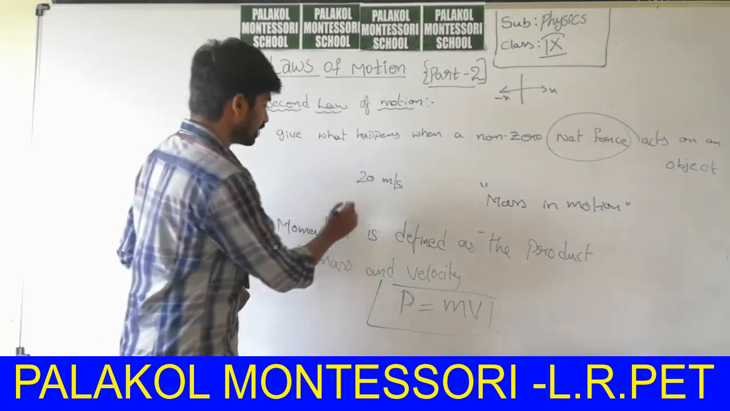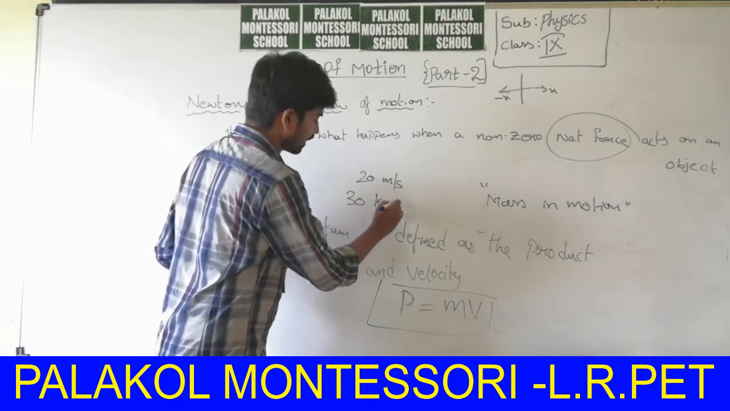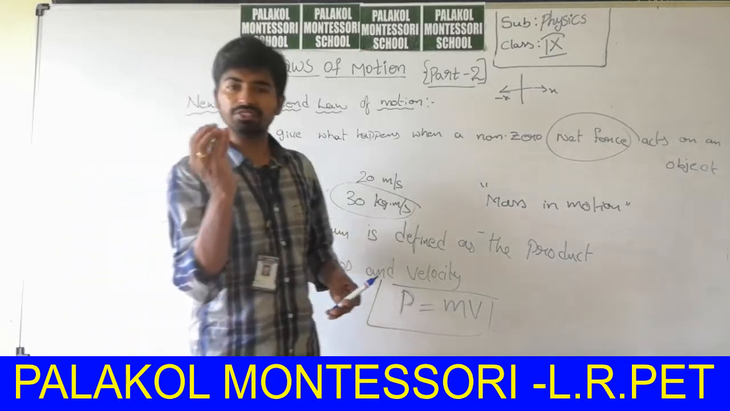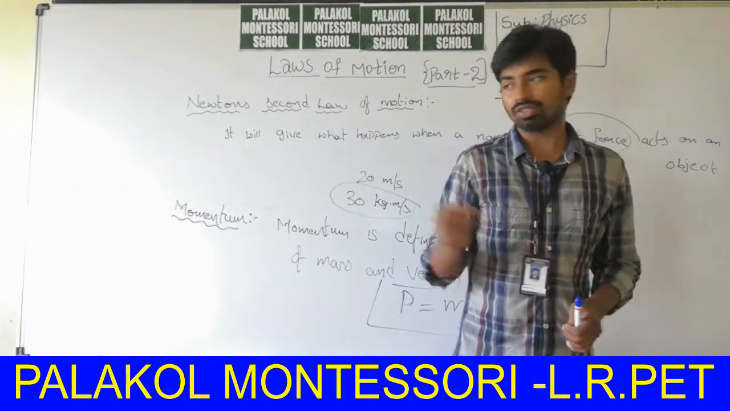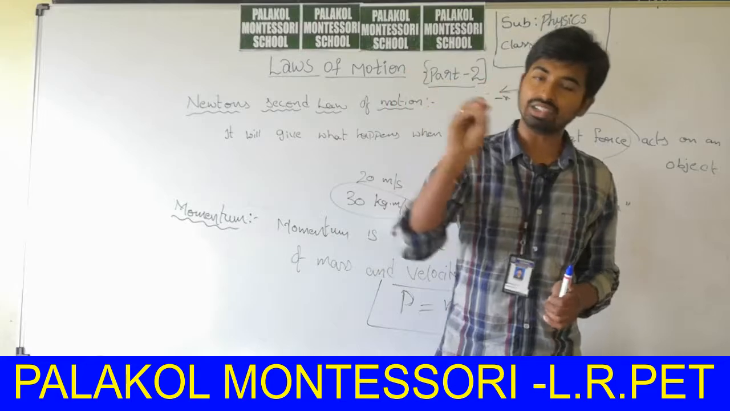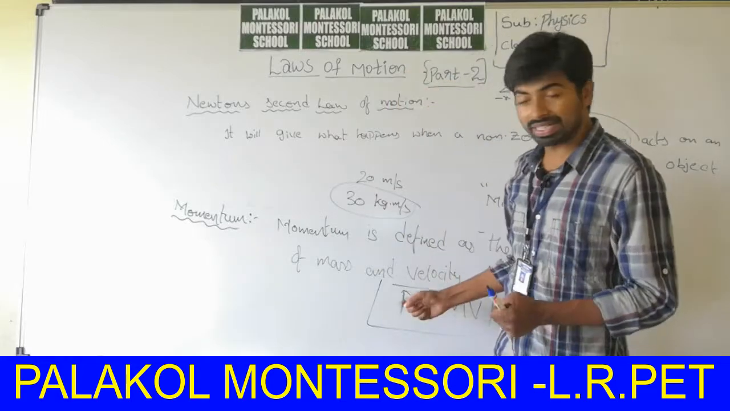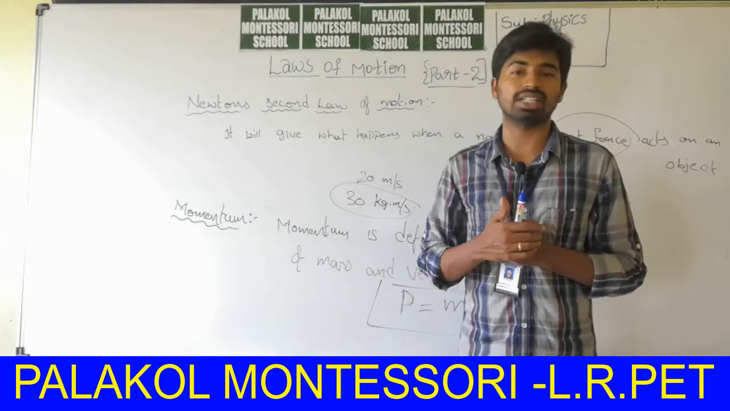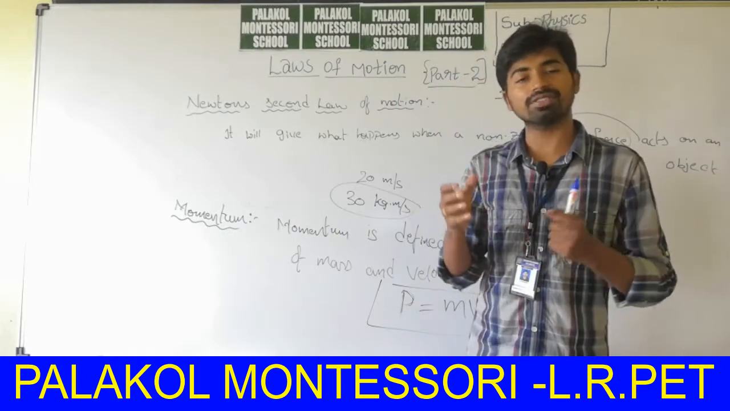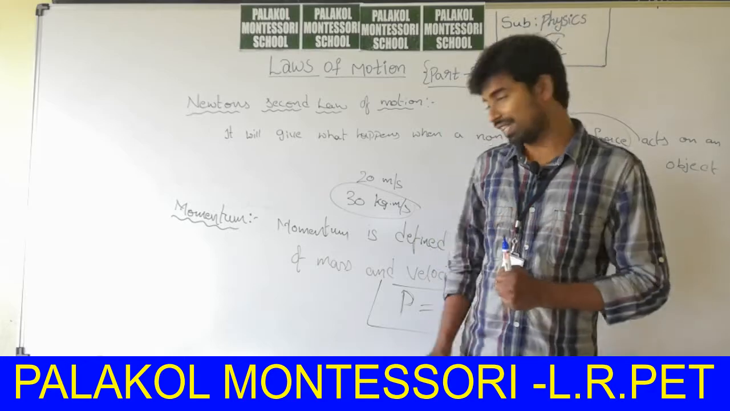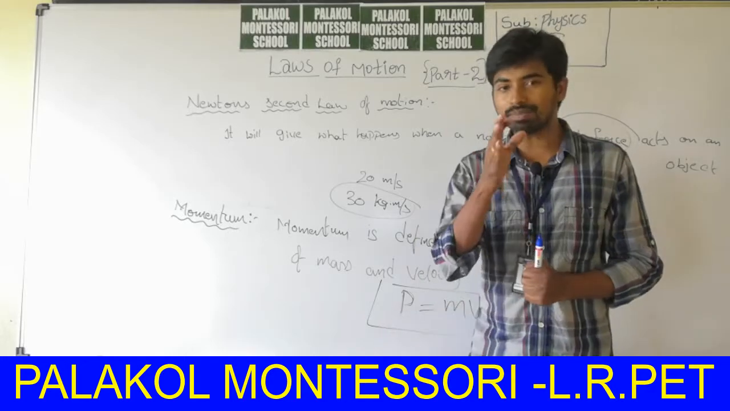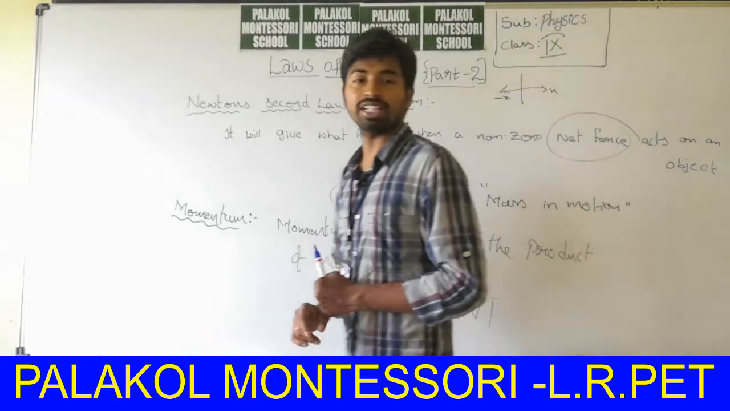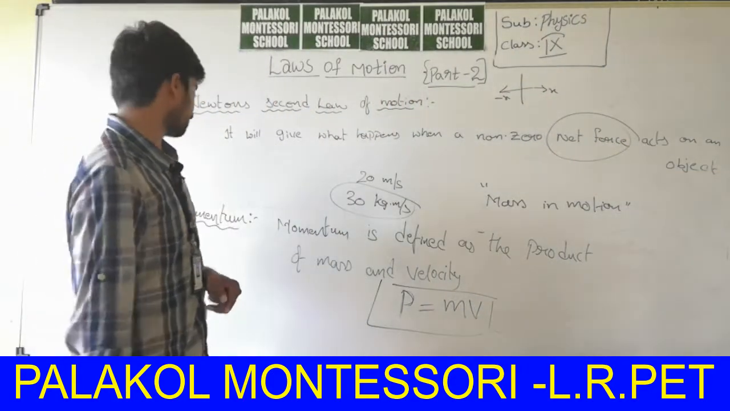that momentum value is 30 kg meter per second. So, this includes the mass also. How much mass was associated with that speed of 20 meters per second? So, this momentum will give how much mass was attached to the velocity of the object. The momentum will include both quantity, the mass, and speed also.